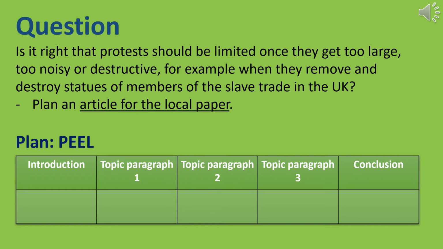Plan an article for a local paper. Use this grid. Remember, you're using the PEEL structure. You should plan 5 paragraphs, an introduction and a conclusion at the top and bottom, and 3 topic paragraphs in the middle, which are different aspects of your subject.